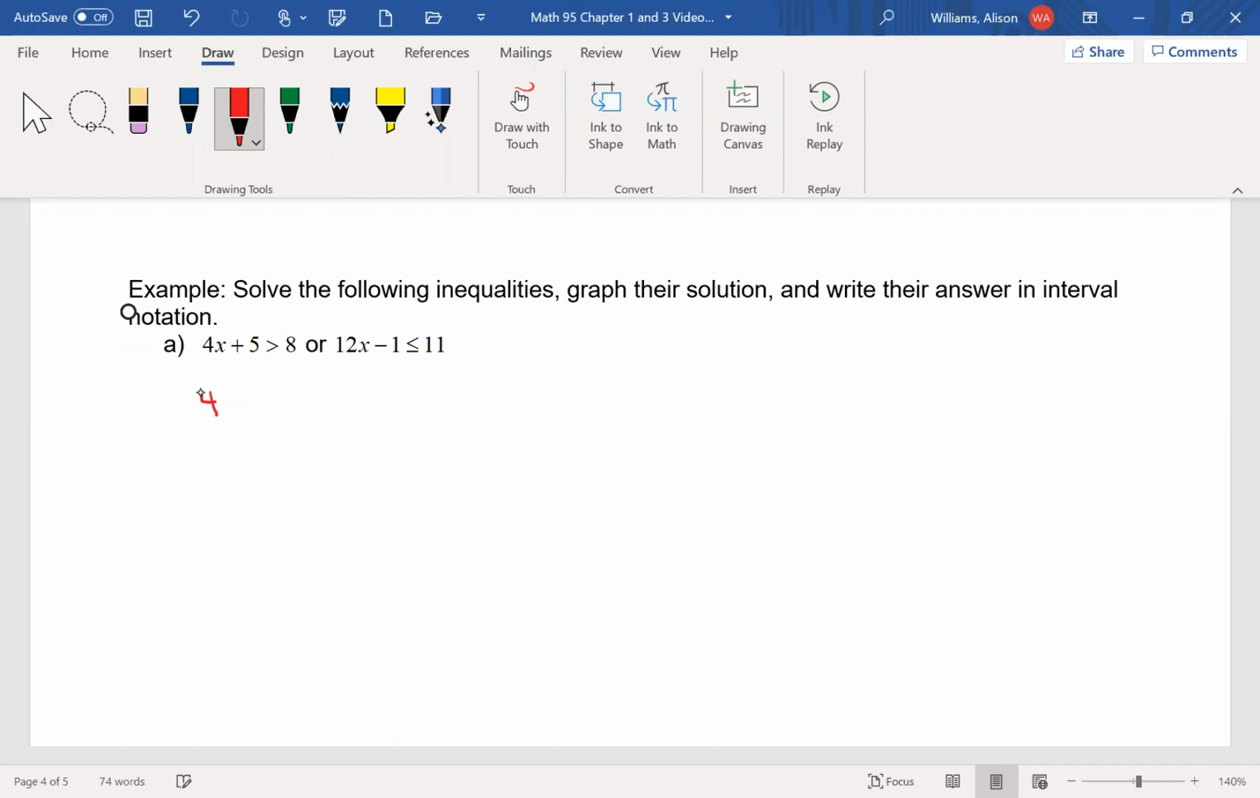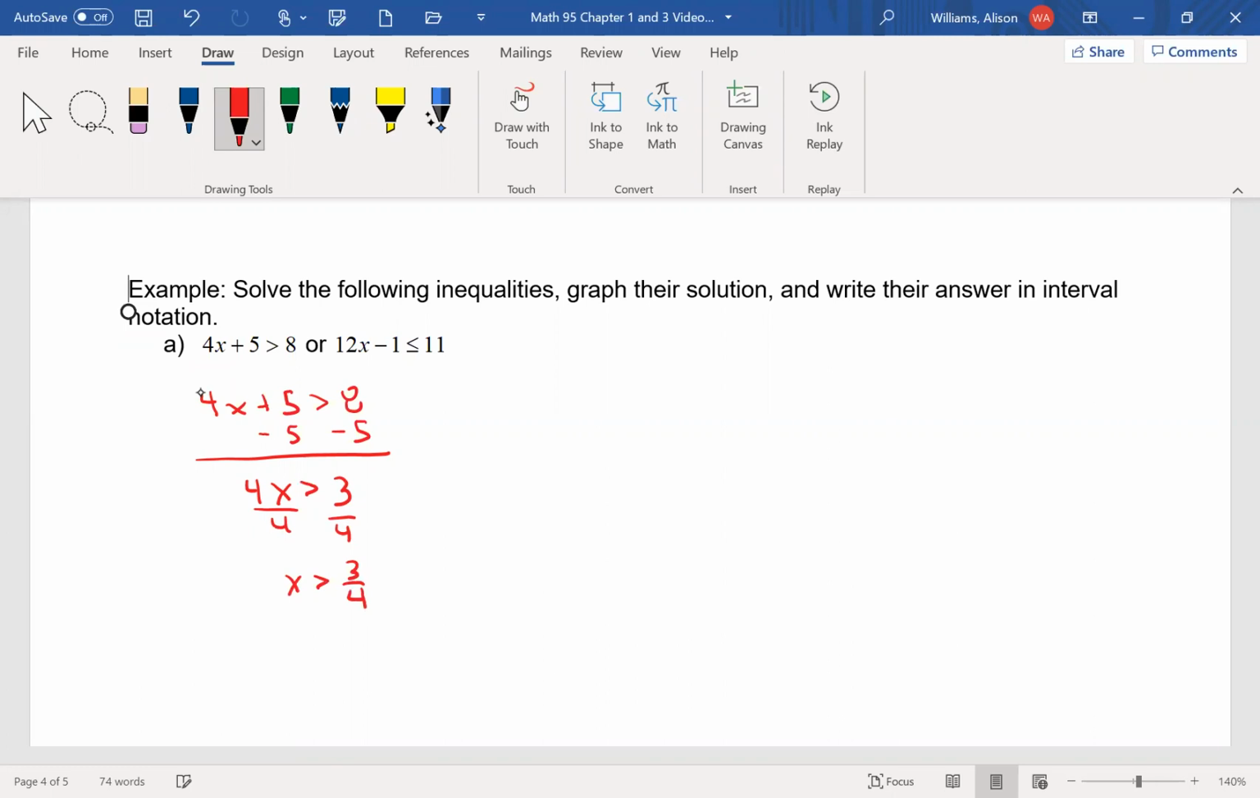So I'm going to solve this like a normal equation. The only thing I have to remember with inequalities is if I divide by a negative, I have to flip the sign. Or if I multiply both sides by a negative, I have to flip the sign. But we tend to do division more than multiplying. It happens every once in a while, but we tend to do division. Okay, so let's see. That's going to be -5, so that's 4x is bigger than 3. So this is going to be x is bigger than 3/4.